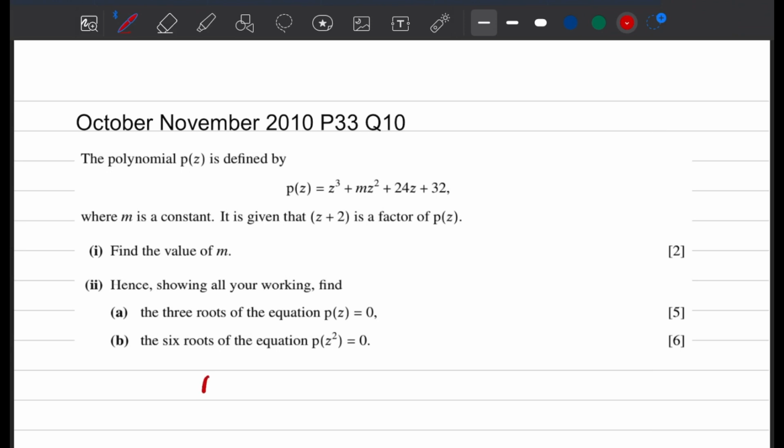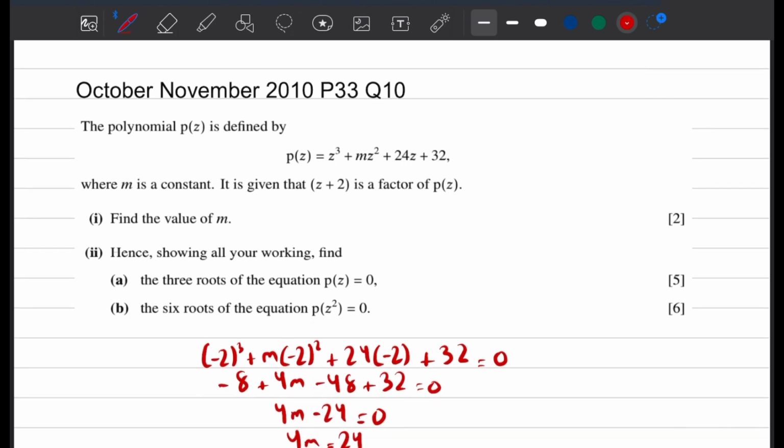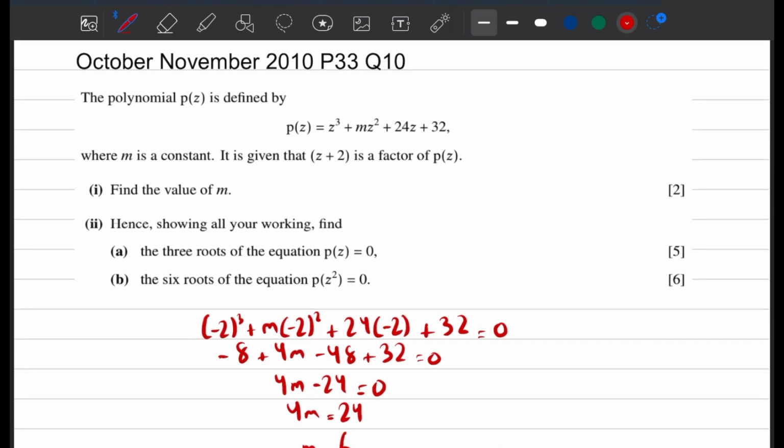So guys, in this question a factor is given, z plus 2, meaning the value of z will be -2. Let's plug that in: (-2) cube minus m into (-2) square plus 24 into (-2) plus 32 is equal to 0. So -8 plus 4m minus 48 plus 32 is equal to 0, 4m minus 24 is equal to 0, 4m is equal to 24. What's the value of m? m is equal to 6. Now you got this value and you are supposed to find out the three roots. How will you do that?